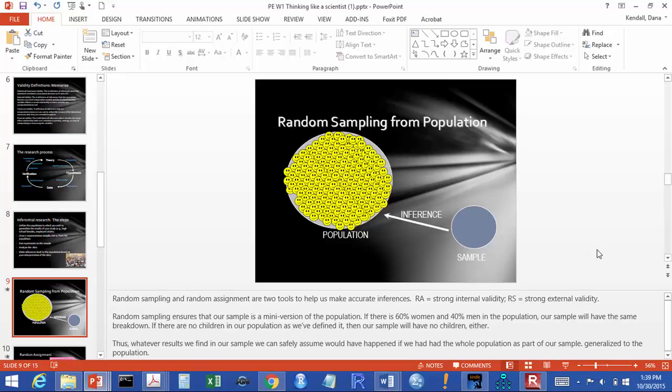But basically random sampling is that you randomly pull people from the population into the sample such that the sample is like a mini version of the population. And this is important for external validity because whatever we find in the sample, we want to have some kind of assurance that we would have found the same effects if we had had the whole population in our sample.